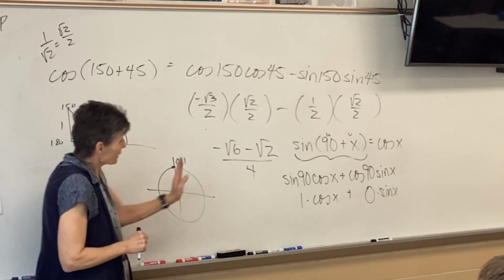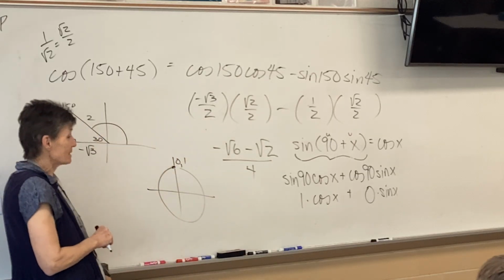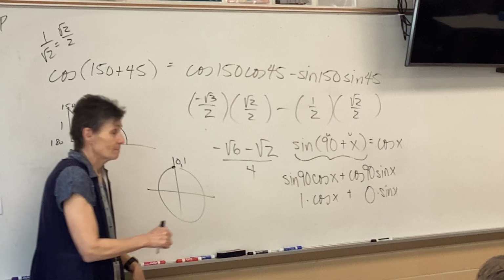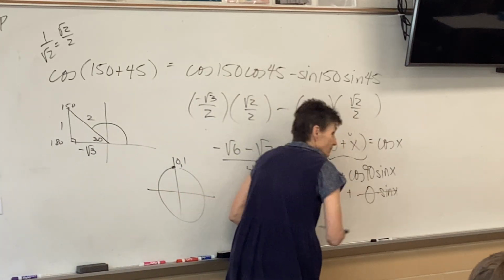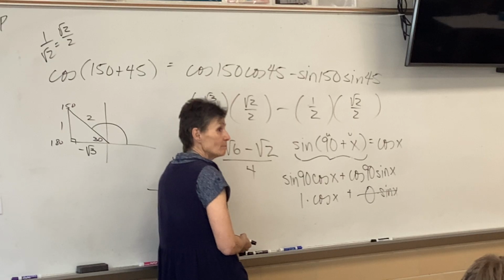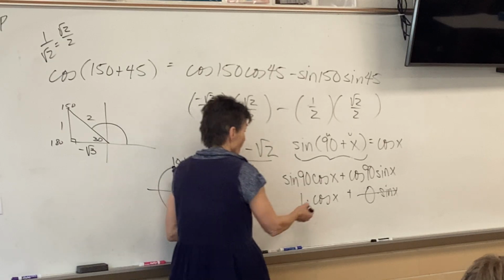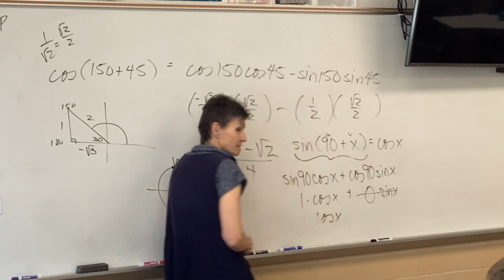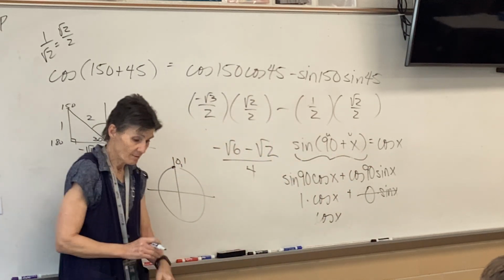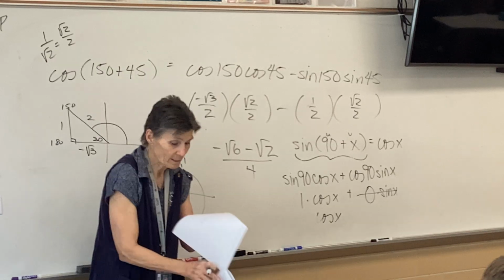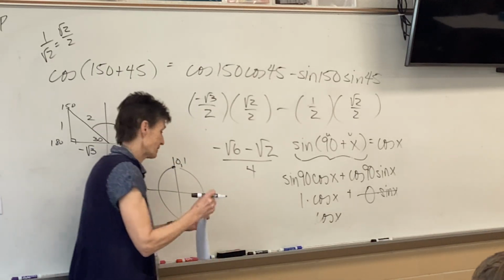Anyway, here we go. Did it work? I plugged in sine 90 was 1 and cosine 90 was 0. Doesn't this go away? 0 times something is 0. And what happens here? 1 times cosine is just cosine, and that's what we want.